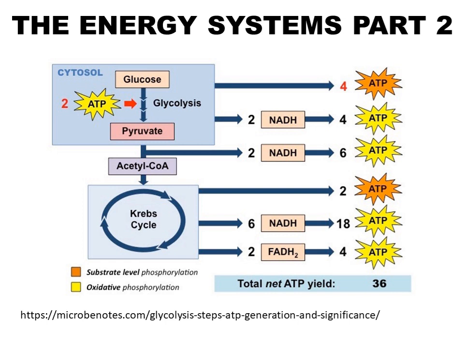Hi everyone, in this video I'll be continuing the discussion of energy systems. As a reminder, there are three main systems that produce ATP in the body. They are the ATP-PC system, the anaerobic glycolysis system, and the aerobic glycolysis system.